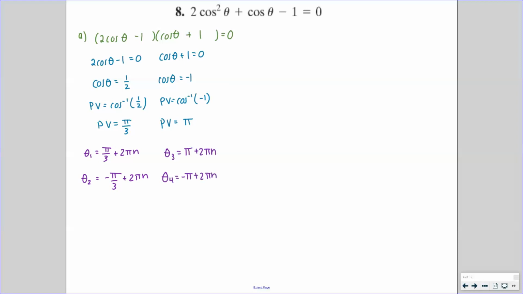Now, if we look at equations 3 and 4, if we look at pi on the unit circle, right, we're at 180 degrees, negative x-axis. Negative pi gets us to the same location on the unit circle. We'll just go a different direction. So pi and negative pi are coterminal, which means these equations are going to give us the same solutions. So we can actually just cross out theta 4, and we only need these 3 general solution equations as our final answer for part A.